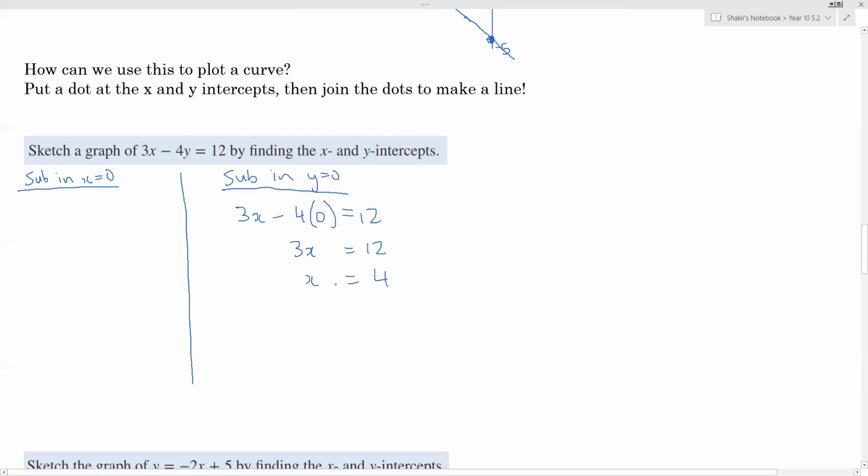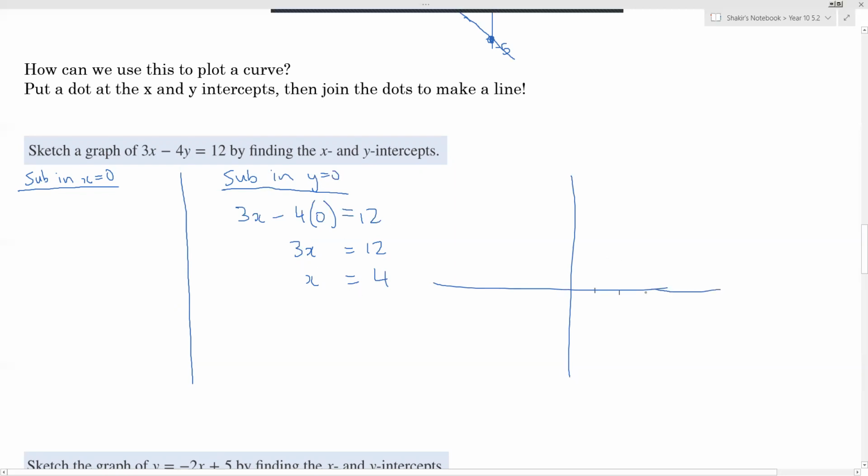So my x-intercept is at 4. So if I were to graph that line, my x-intercept's at 4. 1, 2, 3, 4. I'm going to put a dot there at 4. I'll put a dot here.